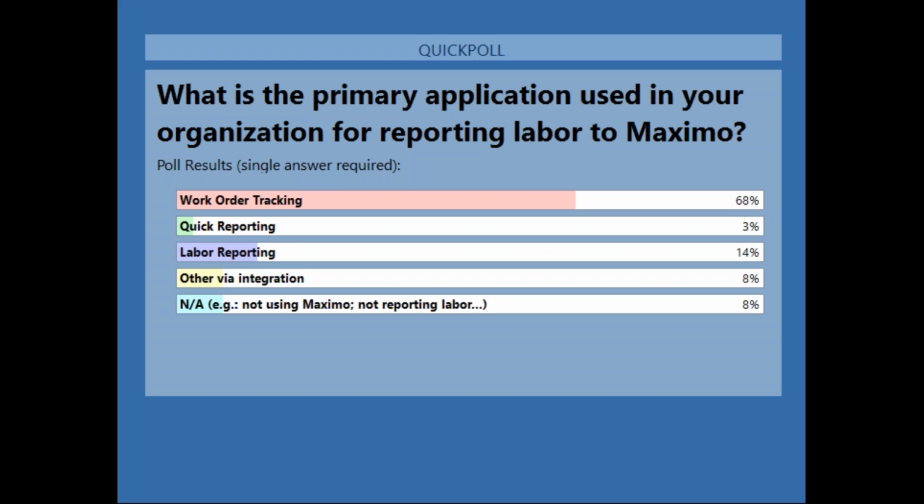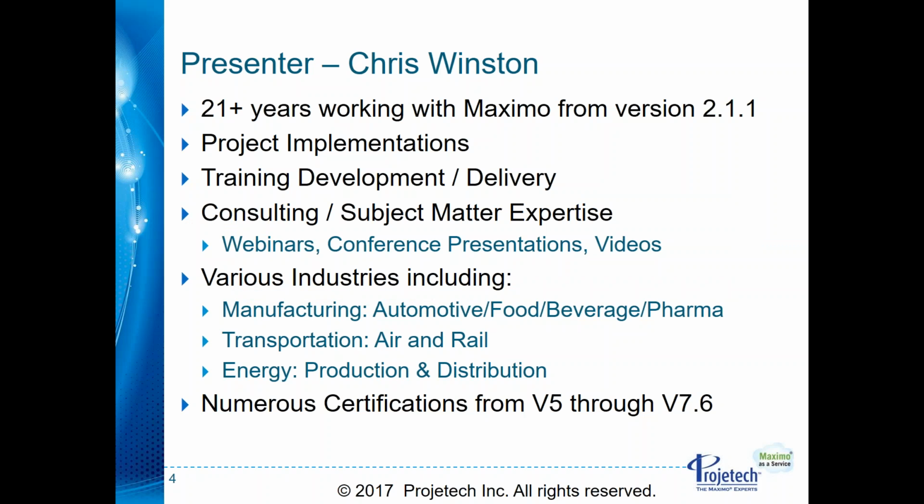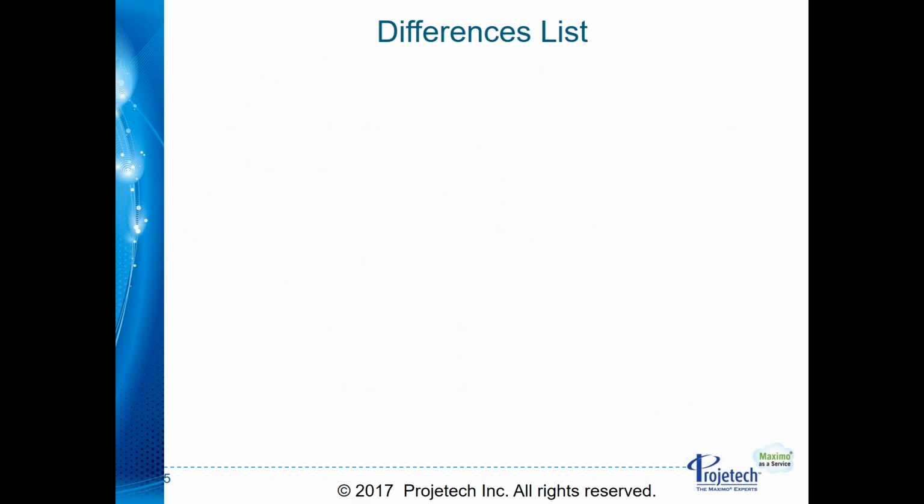All right, so let me get out of the poll, back to the slide, and that's me. Let's go and move on into the kind of meat of the presentation itself, and let's talk about differences. The quick reporting application is essentially a clone of work order tracking that's delivered with Maximo. And this is the way it's set up out of the box. So first, let's take a look, some ideas around work order tracking.